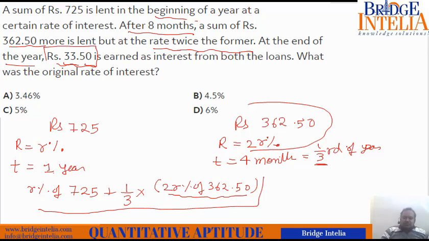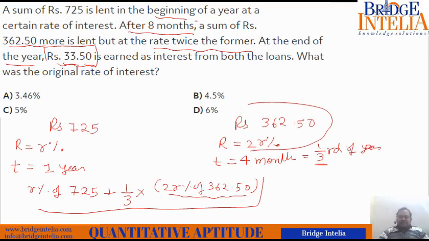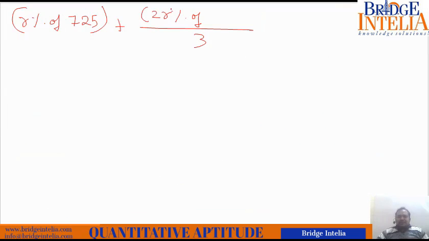33.50. So let's put this mathematically. R percent of 725 plus 1/3 of, in the entire year he would have earned 2R percent of how much? 362.50.